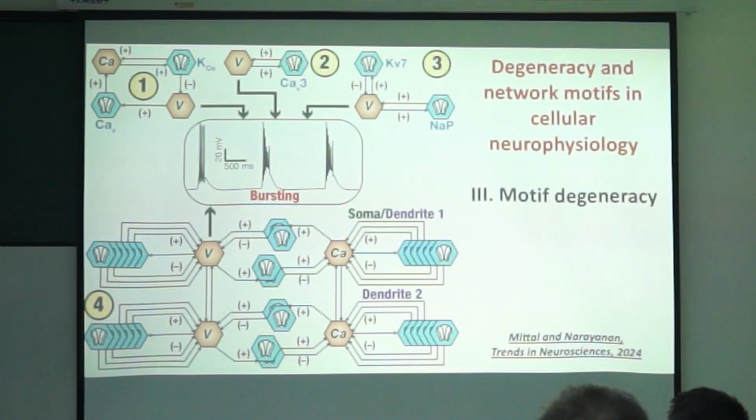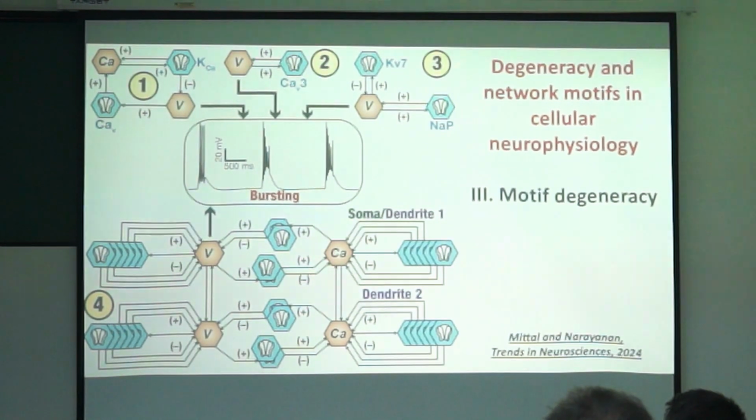And a third kind of degeneracy is what we call motif degeneracy. Let's say you want bursting in neurons. You can get it with calcium activated potassium and calcium channels with this kind of motif. You can just get it with a T-type calcium channel with this kind of motif. You can get it with a combination of two channels like this with this kind of motif. Or you can have interactions between two different compartments in a neuron and you can get bursting over here. And look at the motifs over here. They are very, very different, but the final outcome is exactly the same.